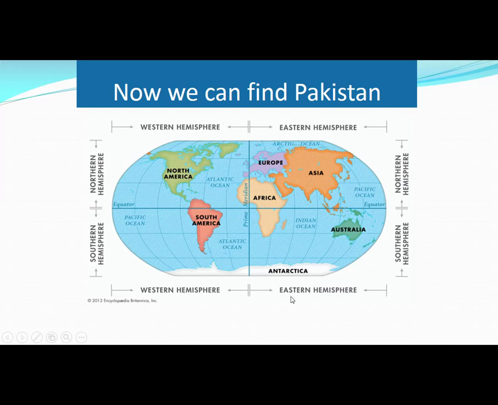Now children, I think you all have understood how we can locate Pakistan. Pakistan lies somewhere here in Asia. You can see Asia is the biggest continent on the earth, and here it is India, and with India there is Pakistan. Now you can find the location of Pakistan very easily. If you all have globes at home, you can find it.